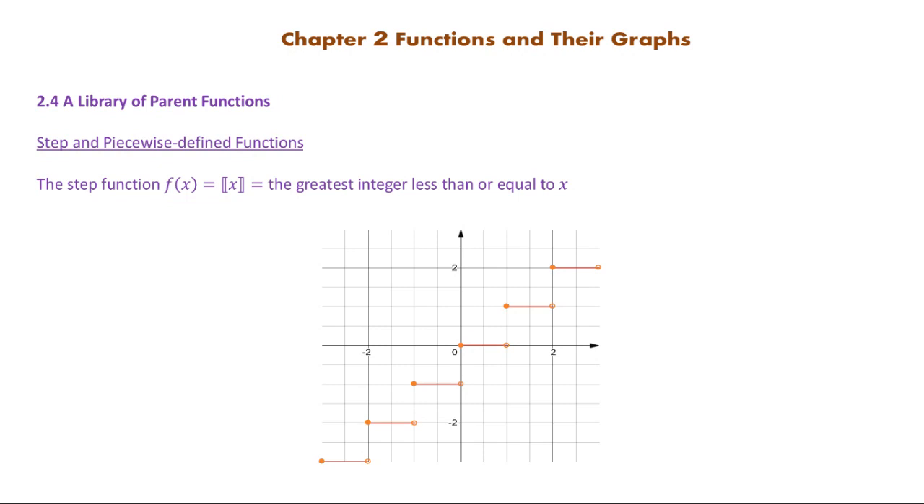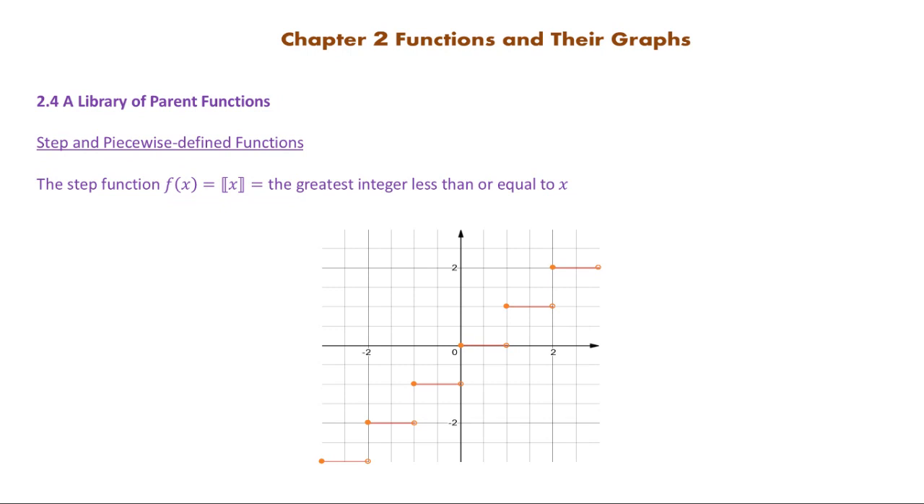So how is it defined? The step function is defined as the greatest integer less than or equal to x. This is a little confusing, and I will explain a little bit from the graph. It's denoted by the x sandwiched by this notation.